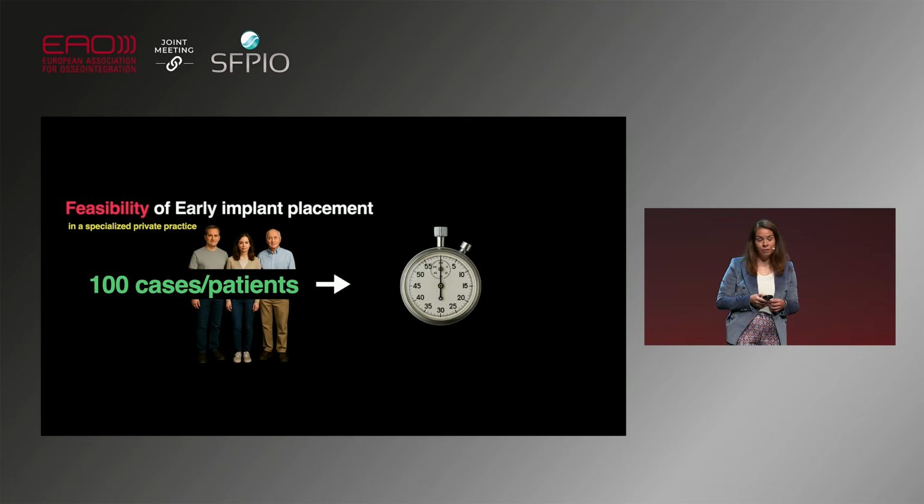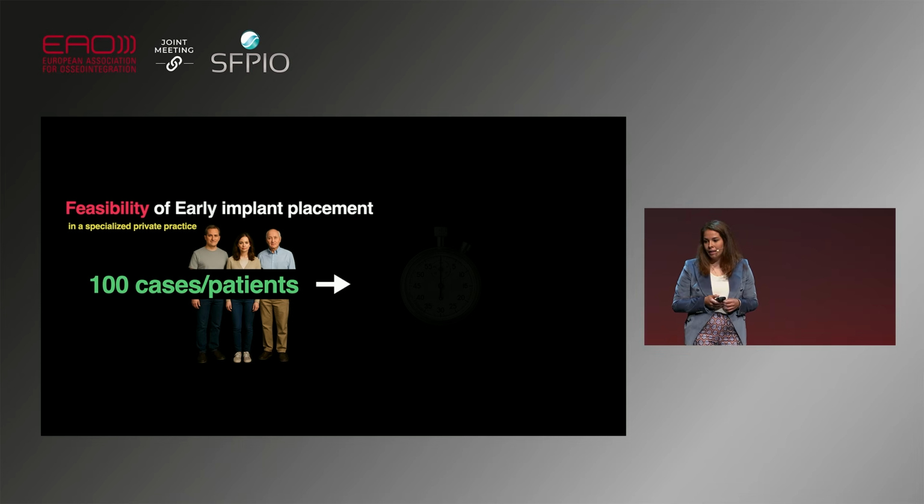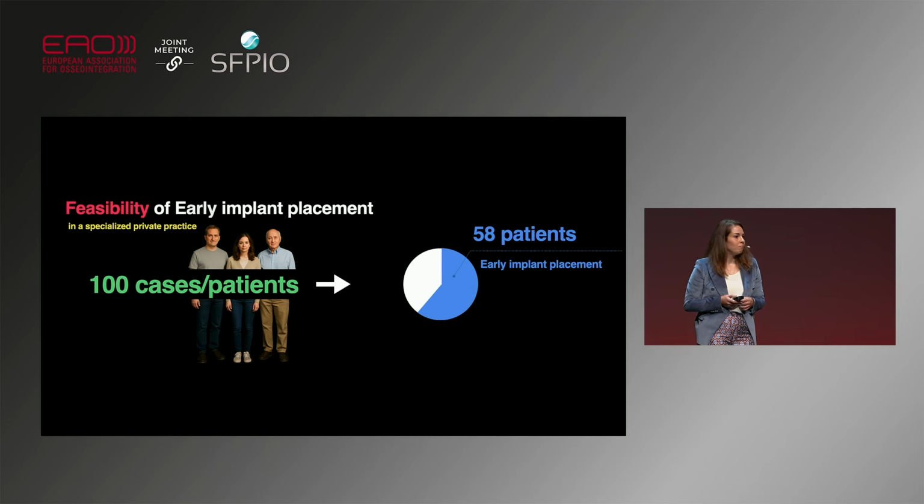And do you know what they were seeing? Well, early implant placement was possible in 58 patients. So more than half of the patients, you could have done it, or maybe you did, solving or treating the patient with early implant placement.